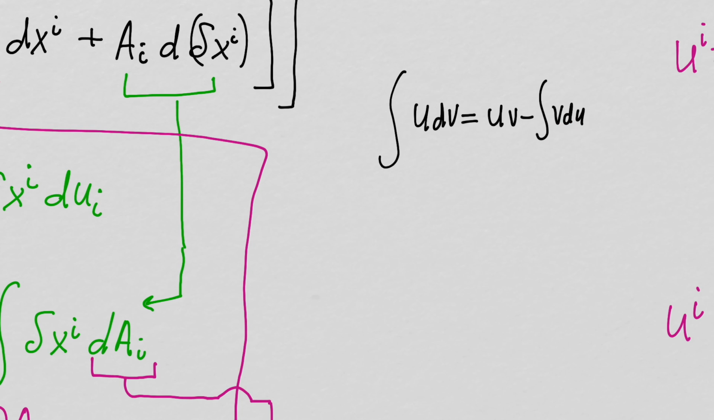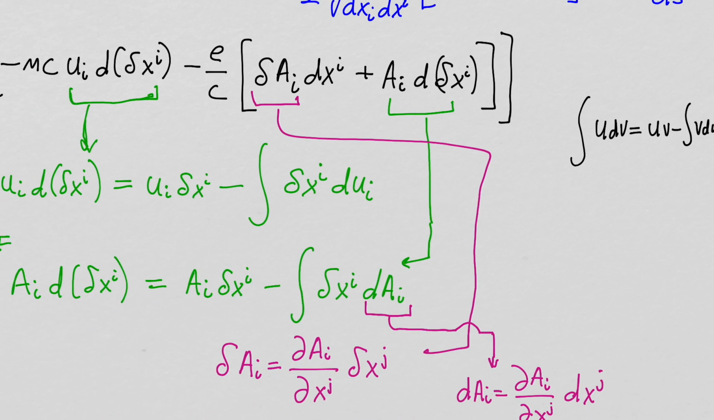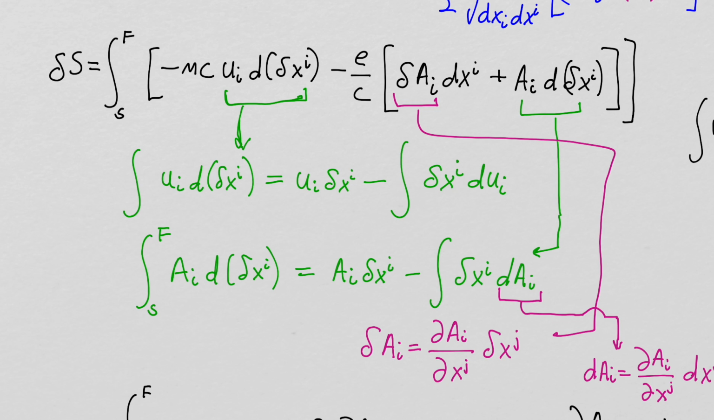And of course, this is the antiderivative form of it, right? If we call this the function u and the variation in the path is the function v, we have the integral of u dv equals uv minus the integral of v du, right? Likewise, we're going to do the same exercise over here, where now a plays the role of u, but the variation in the path still plays the role of v, and we get uv minus the integral of v du.